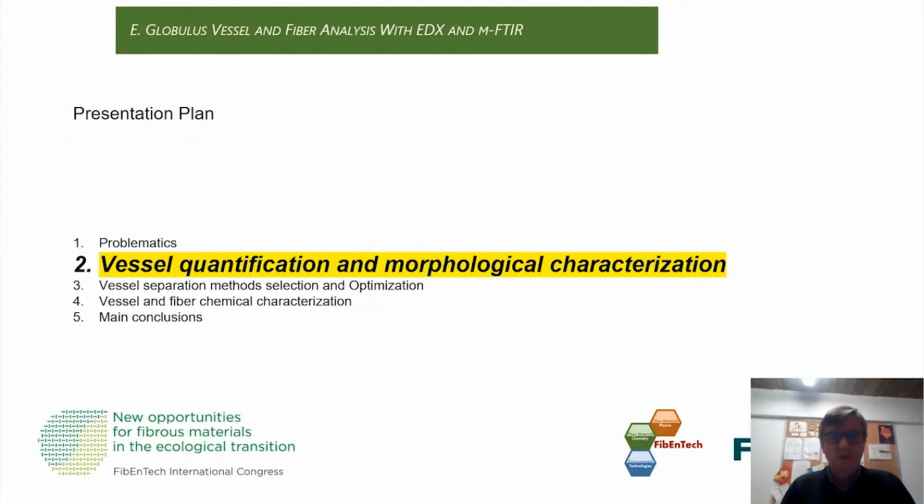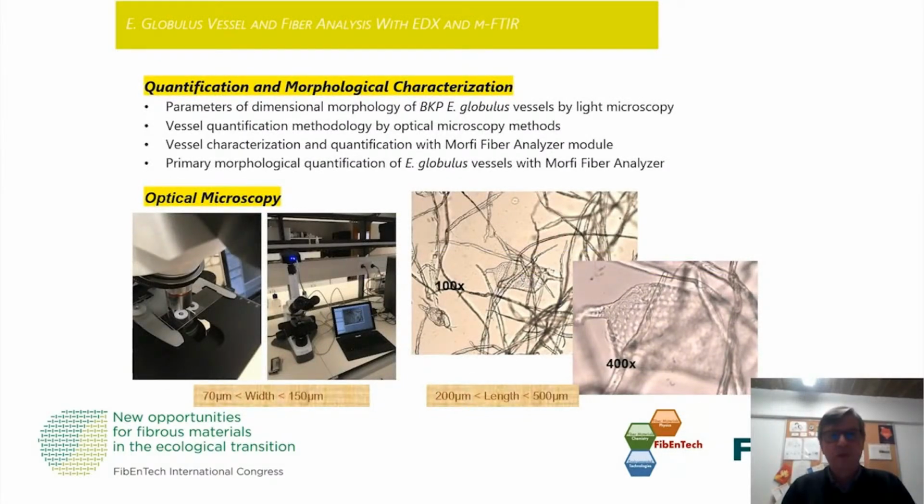The point vessel quantification and morphological characterization includes the parameters of dimensional morphology of each kraft pulp E. globulus vessel by light microscopy, and also of fiber. Vessel quantification methodology by optical microscopic methods, vessel characterization and quantification with the MorFi analyzer module, and primary morphological quantification of E. globulus vessel with the MorFi analyzer.